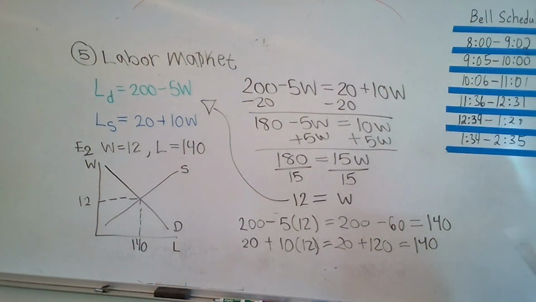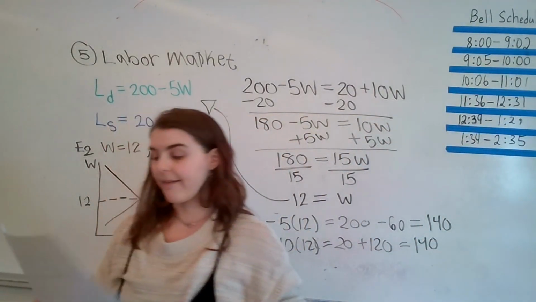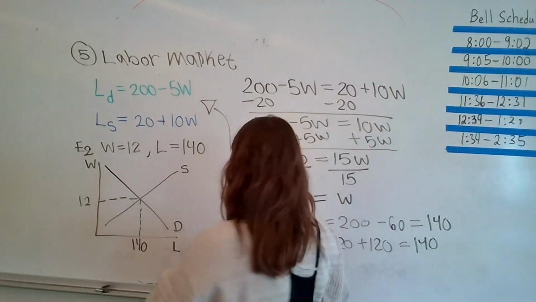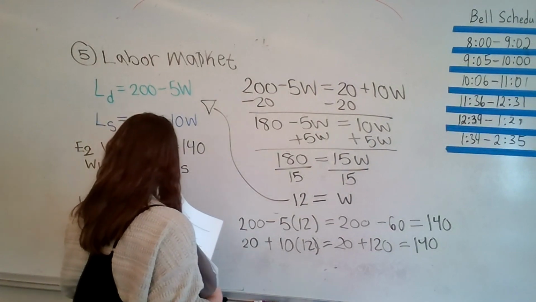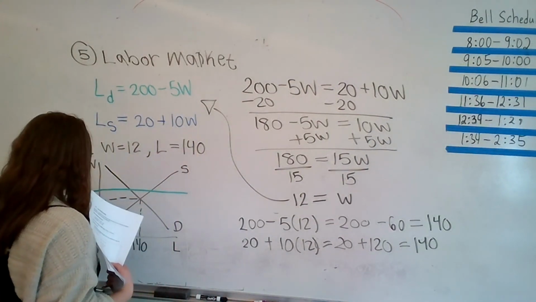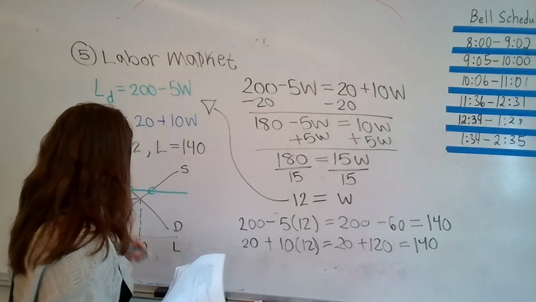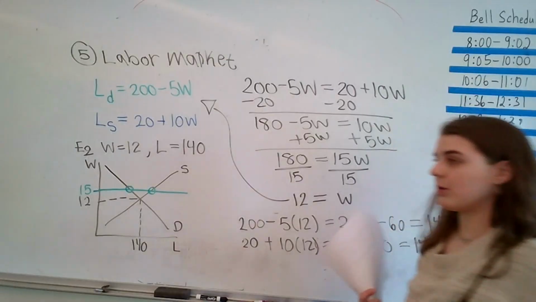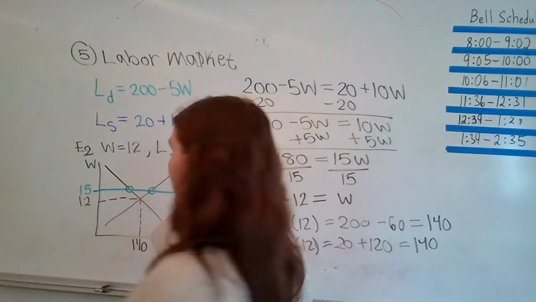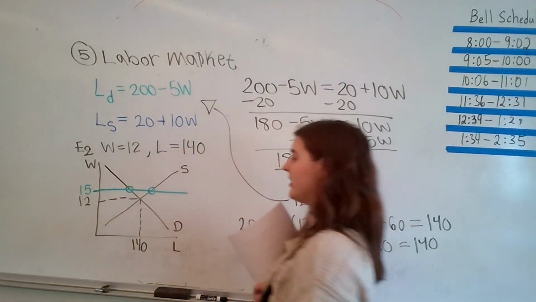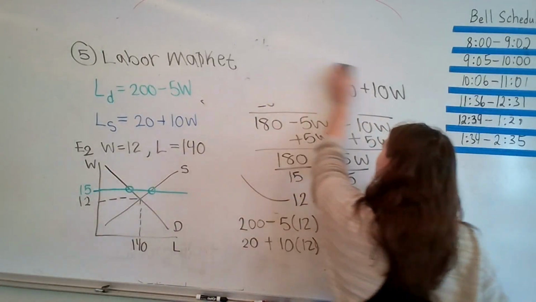Our next question is telling us that we have a new policy. The government is setting a minimum wage of $15 an hour. This minimum wage is above our equilibrium, right? 15 is greater than 12. What we're trying to look at now is what that does to our marketplace. Just like we did with rent, we're going to identify where supply and demand are. How do we do that? We plug some values in, of course.